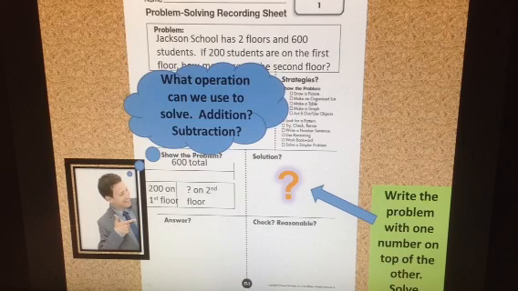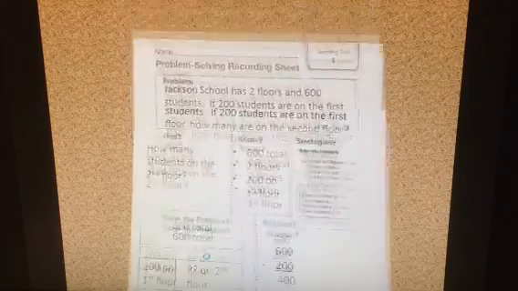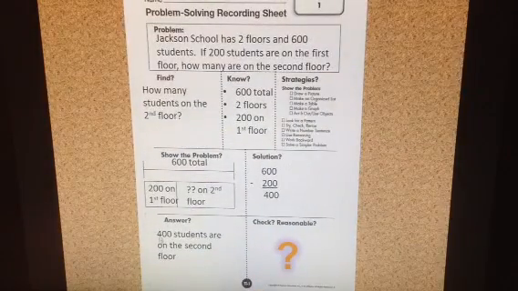After we talked about that, we wrote the problem in the box that says solution. We wrote the problem with one number on top of the other number, in other words, 600 minus 200, and we solved it as well. 600 minus 200 is 400. When we were done, we thought about what our answer should be, how we could give a complete answer. A complete answer would look like this: 400, most important part, 400 students are on the second floor.